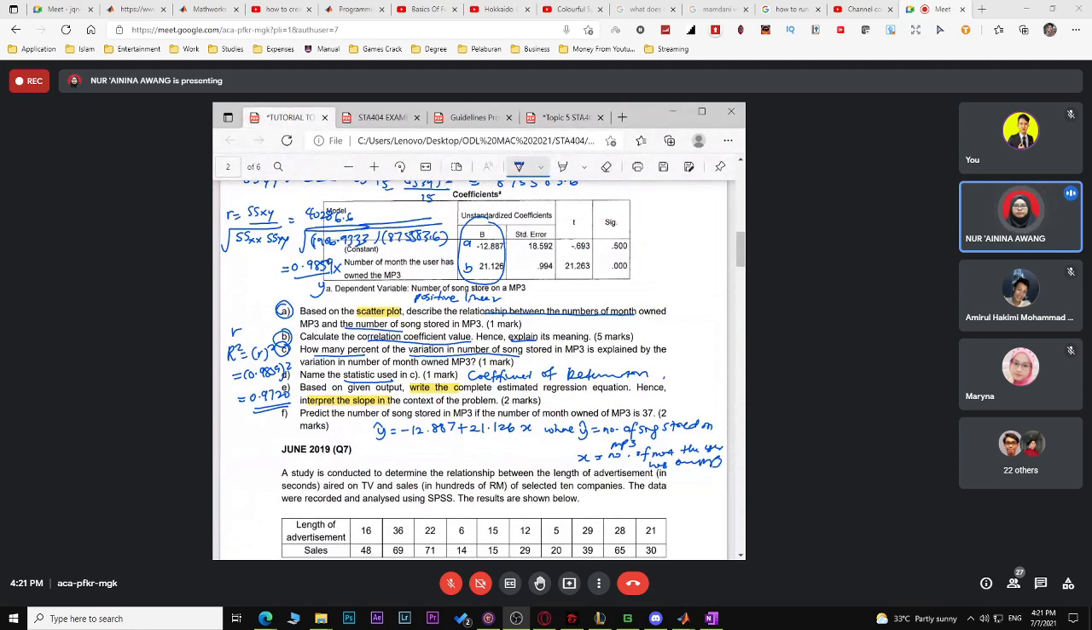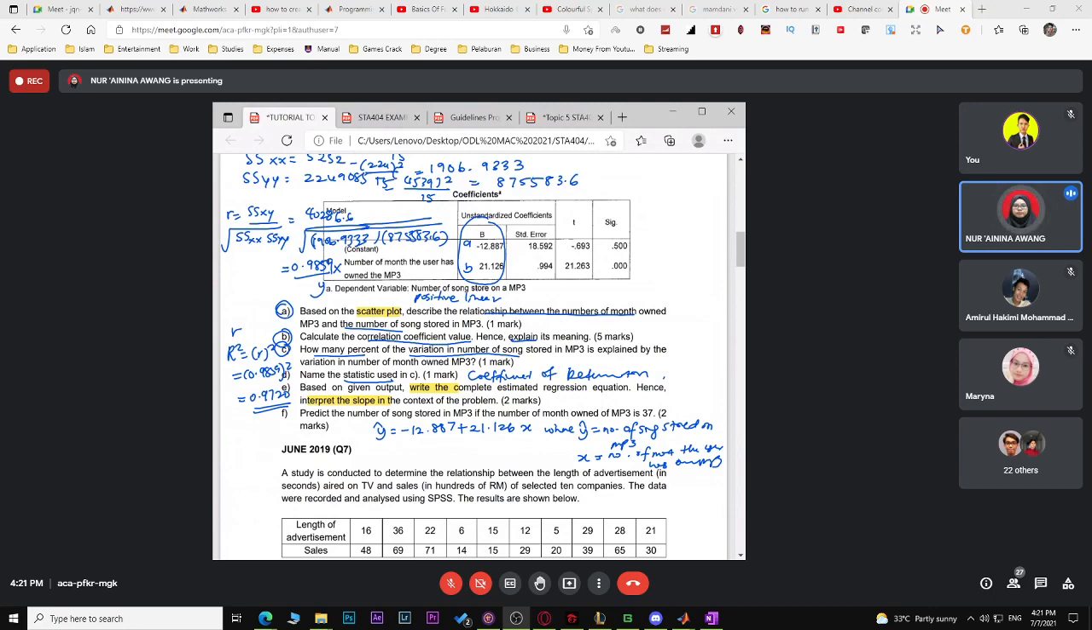That is the unit for how many songs are stored on the MP3. So for your slope, no need to round off the value. Just follow how many decimal places there are. So for example here you have 21.126, so you just write 21.126 songs. Okay, so that is how to answer question E.